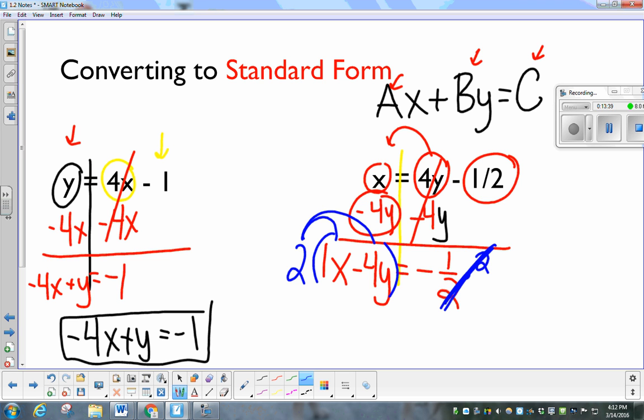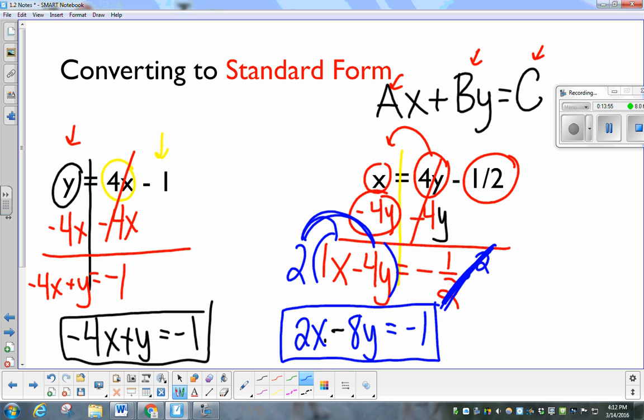So I'm going to have 2 times 1x is 2x. 2 times negative 4y is negative 8y equals, well, these 2's went away, so I just have negative 1. And now I have an answer in standard form. That works. I think I gave you at least one with the fraction on your paper.